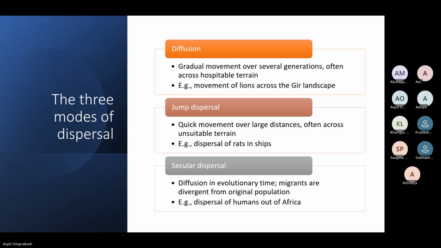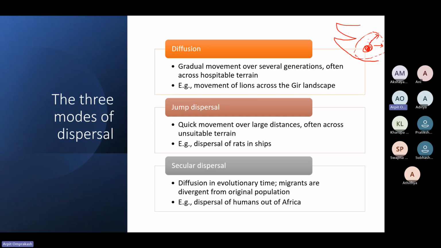Right. So there are three modes of dispersal. The first is diffusion. So this is gradual movement that happens over several generations, often across hospitable terrain. The example that we have here is basically movement of lions across the Gir landscape. So let's say we have Gujarat here and we have Gir here. We have, let's say, lions here that are slowly moving into this area or this area. So they're basically increasing the area. They're basically dispersing to a larger area.